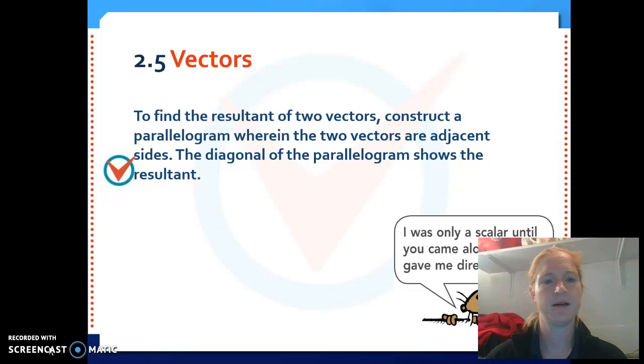I'm picking up from the last video, but I'm going to do it again now. To find the resultant of two vectors, you construct a parallelogram wherein the two vectors are adjacent sides. This is going to deal with situations in which somebody is hanging from multiple strings that may or may not be parallel to each other. In this case, they are going to be not quite perpendicular. You'll see in some of the examples down the line.